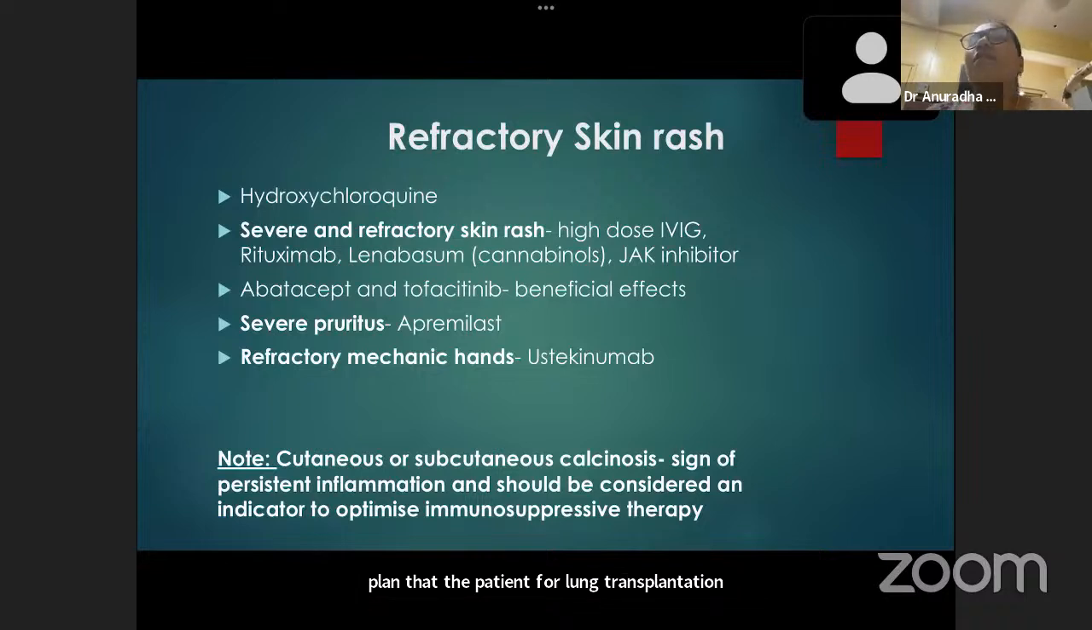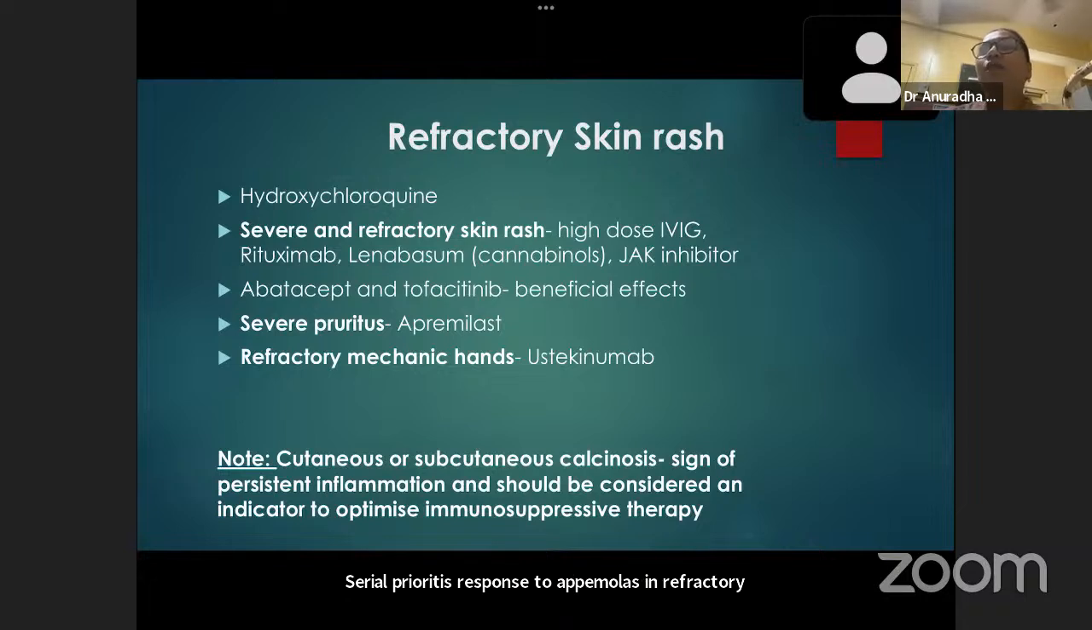Refractory skin rash treatment includes hydroxychloroquine, and if there is severe and refractory skin rash, we have to consider high-dose IVIG, rituximab, cannabinoids that are coming in treatment, lenabasum, JAK inhibitor. Other beneficial effects with other drugs like abatacept and tofacitinib have been described. Severe pruritus responds to apremilast, and refractory mechanic hands can respond to ustekinumab.